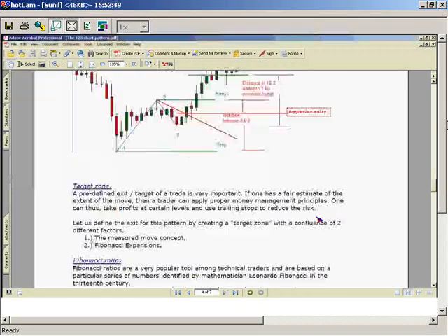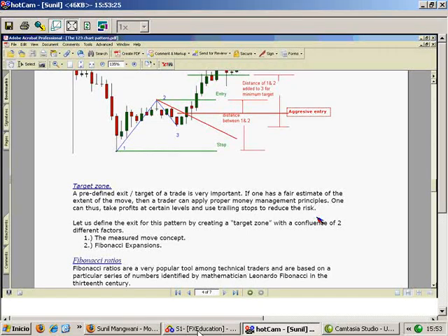Okay. Secondly, let's get back more towards developing this system into an effective system. Ideally, what I would look for is your exit. So we have got an aggressive entry where we have reduced our risk. Stop levels remain the same. For your targets, a minimum target has been defined, but there are other ways also. Now, a predefined target is very important. If you have a fair estimate of the extent, you can apply proper money management principles. Thus, you can take profits at certain levels.